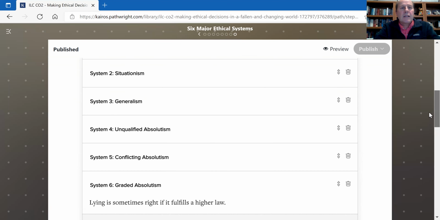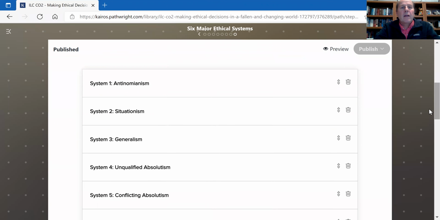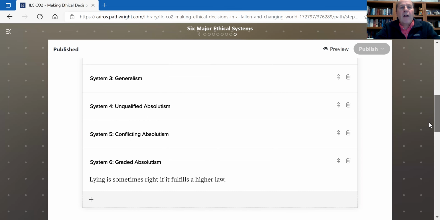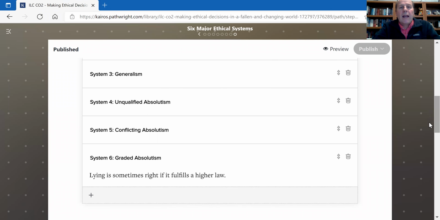The first three you can see here, systems 1 through 3, antinomianism, situationism, and generalism, all fall into the category of non-Christian major ethical systems. The final three, unqualified absolutism, conflicting absolutism, and graded absolutism, all fall within the realm of Christian ethics. And so that will do it for this video.